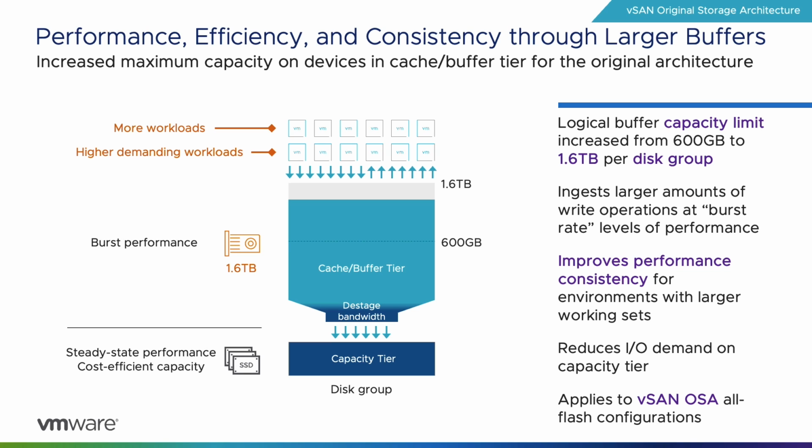More capacity at the buffer tier means that workloads can run at the higher performing rate for longer periods of time, and it can reduce the strain on the value-based capacity tier devices, as a larger amount of working set data can reside in the buffer. Under a 5-disk group configuration, vSAN hosts can have up to 8 terabytes of write buffer capacity per host. Since a large percentage of our customers already use buffer devices larger than 600 gigabytes, these customers may see a substantial performance improvement when they move to vSAN 8 and enable the capability.